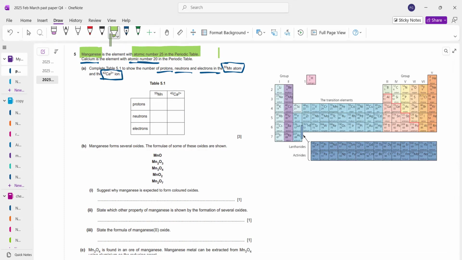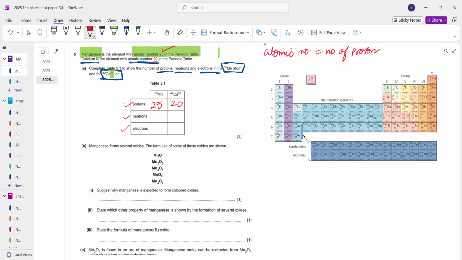Because it has a charge here, I am calling it an ion because ions are charged particles. Now, the table is asking for number of protons, neutrons and electrons. Dear children, please note that atomic number is always equal to the number of protons in any atom. So atomic number is given here. For manganese, it's 25. So I'm going to write 25 here. For calcium, it's 20. So I'm going to write 20 here, because atomic number is equal to number of protons.